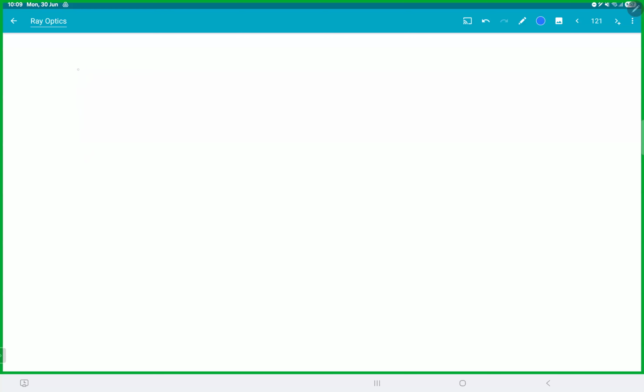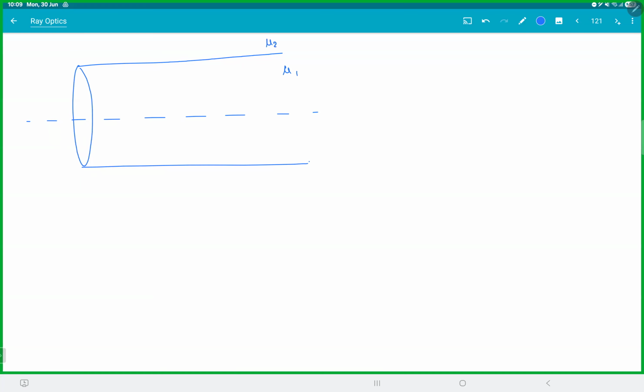So what makes this so special? If you look at the construction of this, let's say this is mu1, this is mu2. So the core is denser. This is a rarer medium. The idea is pretty simple. It works on the principle of TIR. So you send a light ray at an angle i. This becomes r. It hits the mirror here. This angle becomes 90 minus r.